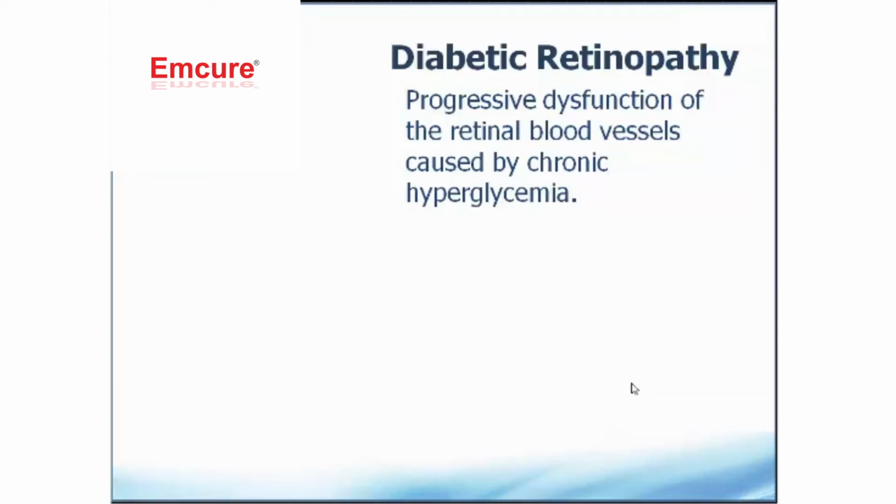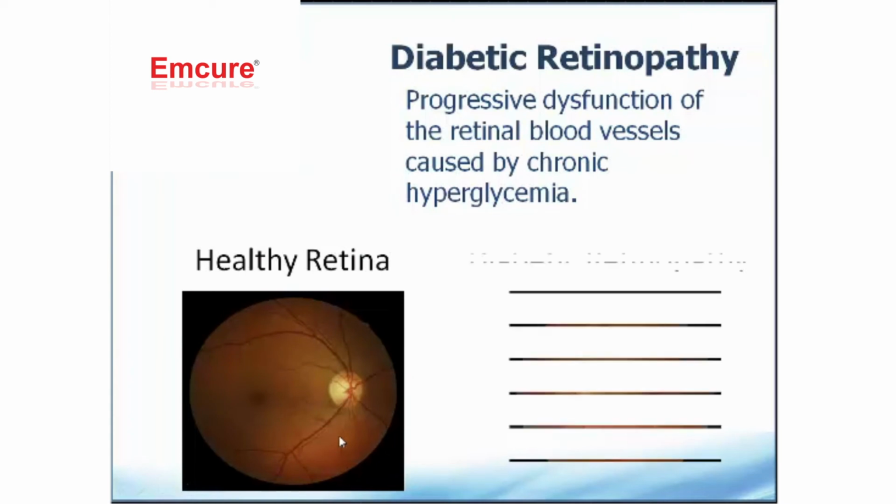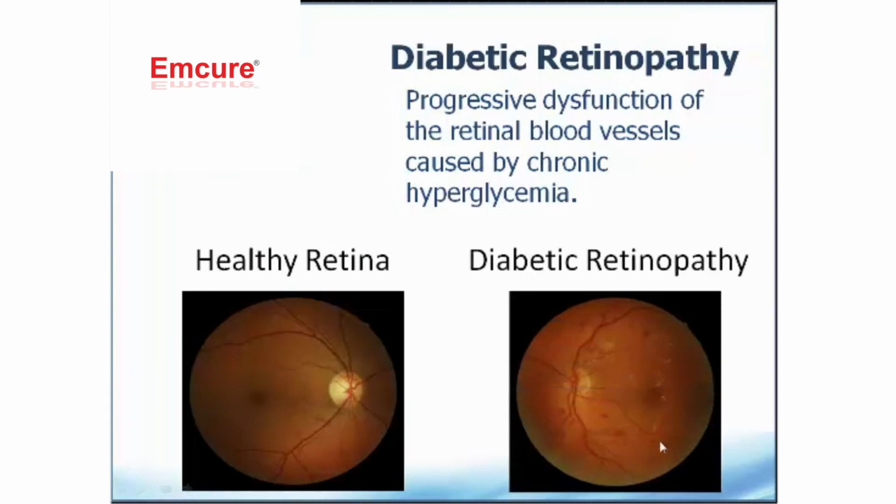Now retinopathy is again a microvascular complication. It is a progressive disease which dysfunctions the retinal blood vessels, and it is caused by chronic hyperglycemia. This is a picture of a healthy retina, where there is a good blood supply to the retina, and in another picture you can see a compromised blood supply, with the retina getting damaged due to less blood supply. So these are the different microvascular complications, retinopathy, nephropathy and neuropathy, which a diabetic patient can experience.